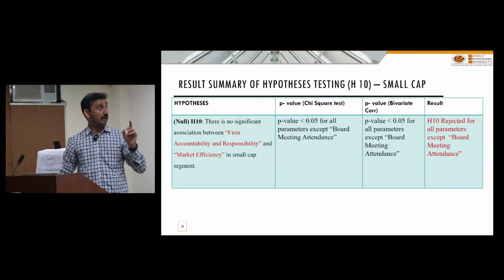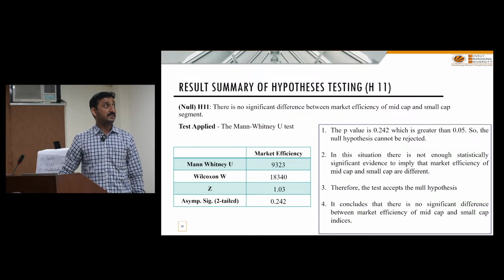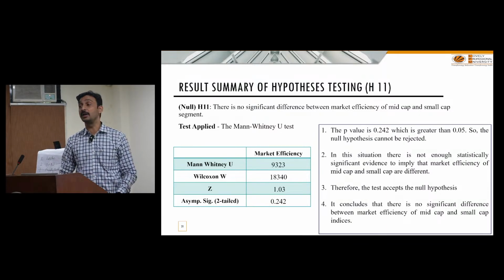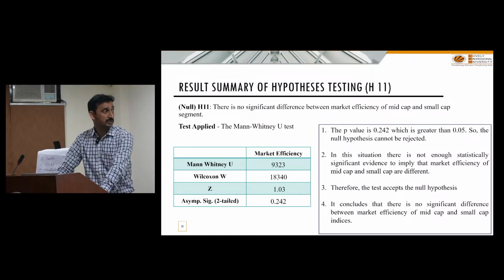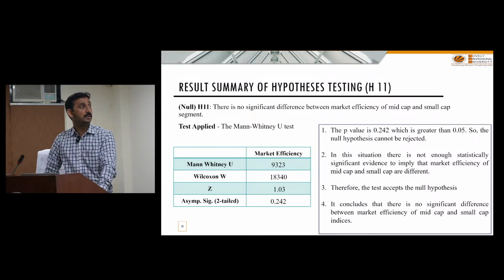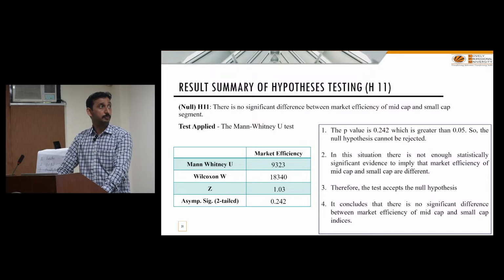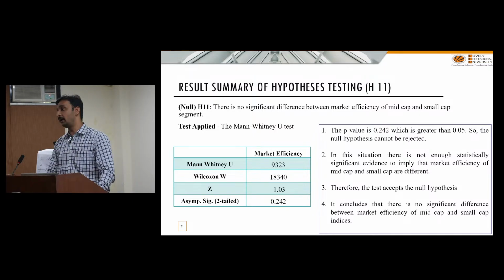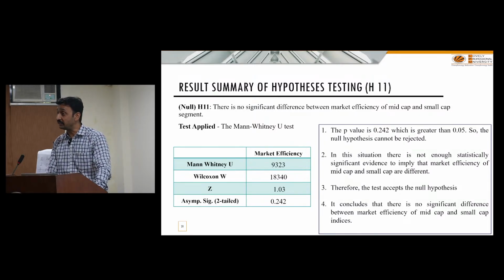Now I'm talking about my 11th hypothesis, which says that there is no significant difference between market efficiency of mid cap and small cap segment. So for this I have defined a Mann-Whitney U test, and you can see that the z value is 1.04 and the p value is 0.242, which is significantly higher than 0.05. So I can say that this hypothesis is not rejected.